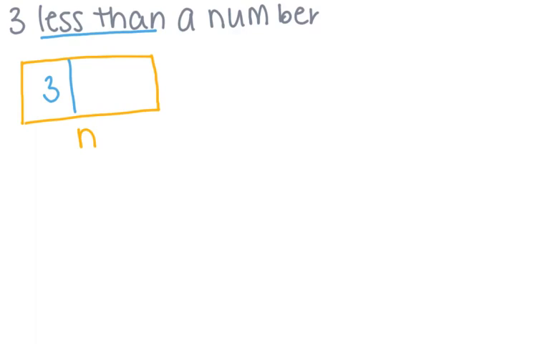So what expression would represent this model? The expression that represents this model is n minus 3. So we're taking that number, whatever the number is, and we're subtracting 3 from it.